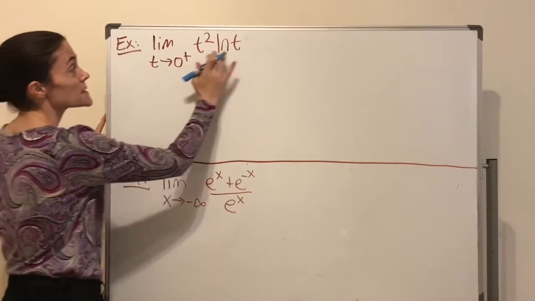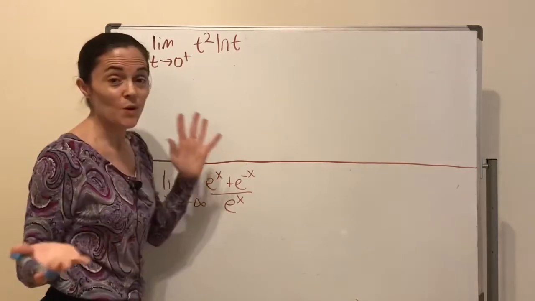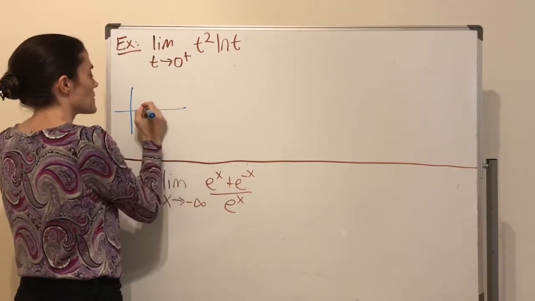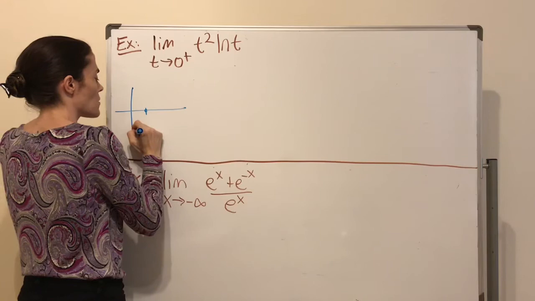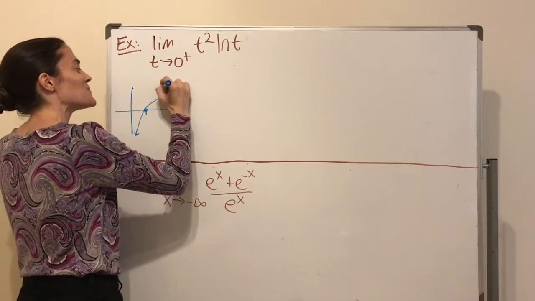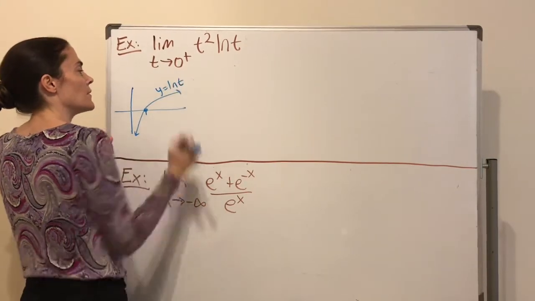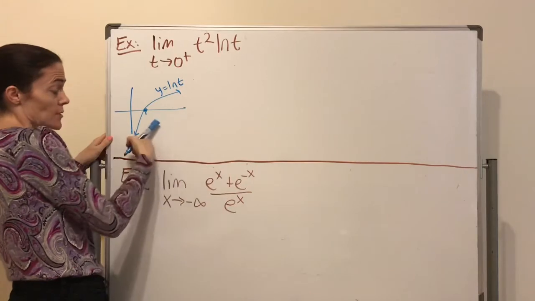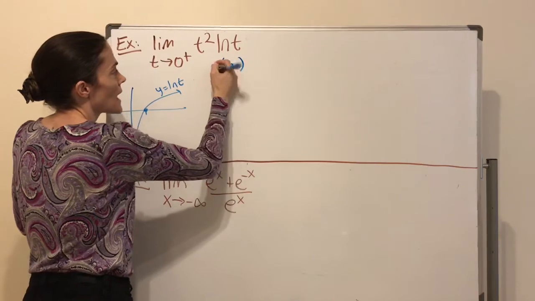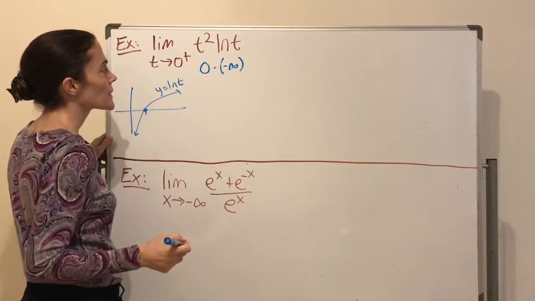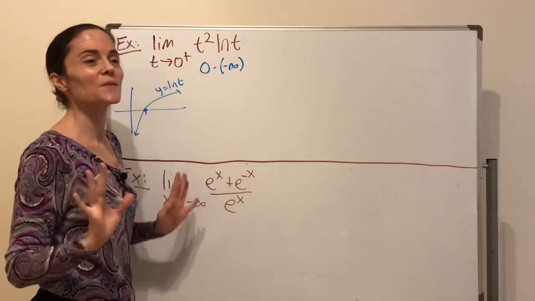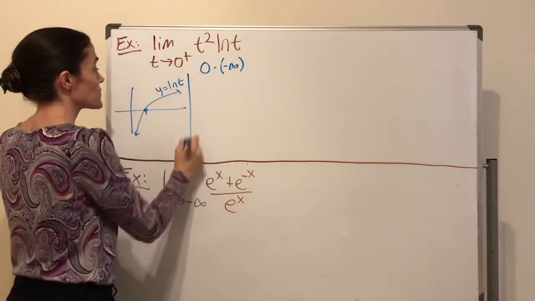But what appears to be a problem here is we don't have a quotient. We have a product. If we think about what's happening, natural log, well, it kind of looks like this. This is more or less the shape. And we see as you approach 0 from the right, natural log approaches minus infinity and t squared approaches 0. So it's not exactly the right form to just jump into L'Hopital, but we can use some algebra first.